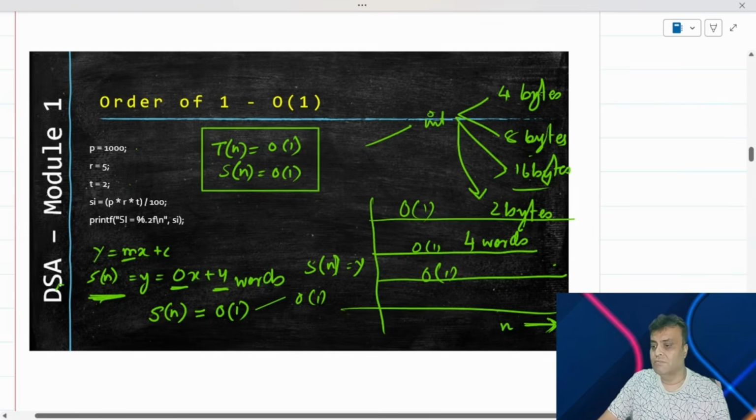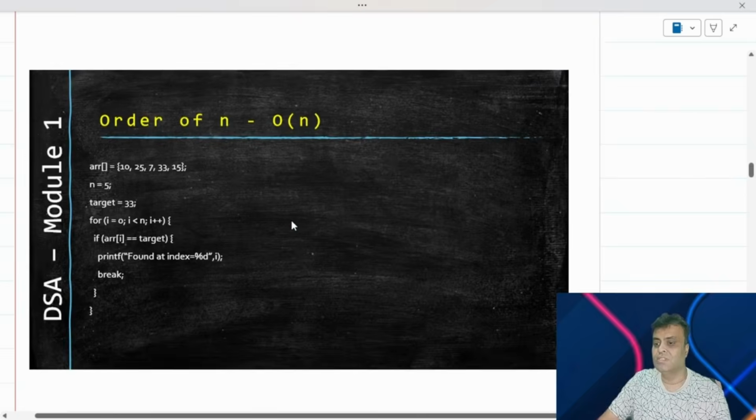Let us go to the next algorithm, which is this. We are investigating now an order of n. We'll do the same way.